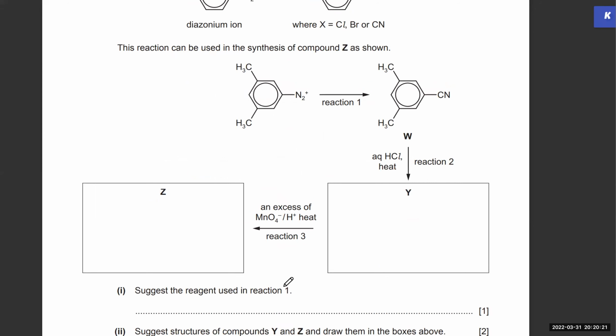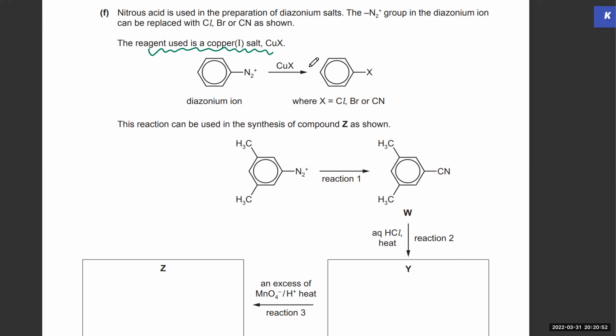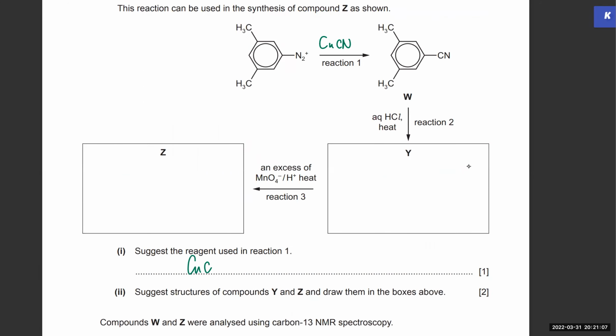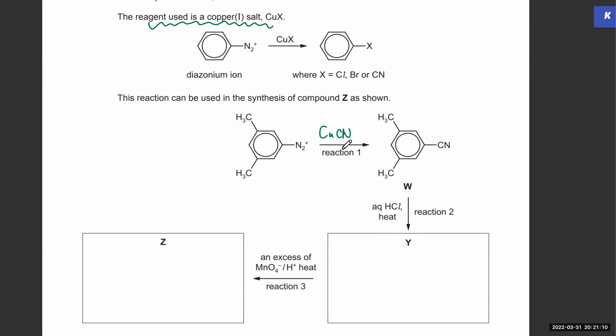This is confusing because for reaction 1, he's already told us it's a copper(I) salt. Remember, this reaction is not in your course, so they've given it. They're saying that X could be Cl, Br or CN. So they've already given you the reagent. All you had to identify was that reaction number 1 is exactly the same as these two reactions. So CuX is the reagent, the copper(I) salt, where X could be CN in this case. So the reagent for reaction 1 would be CuCN. Is that part clear?